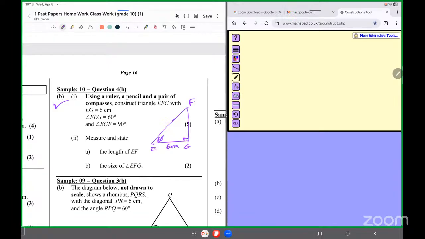Based on the information, then I want us to measure the length of EF, this side, the hypotenuse, and the angle EFG up here, which is going to be 30 degrees. That's what they want us to construct. So always sketch it first, make sure that's what they want, then you do the construction. So let's do that.